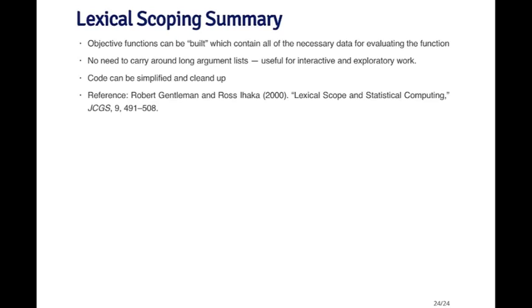So just for reference, the main reference for these lexical scoping rules in R is the paper in the Journal of Computational and Graphical Statistics called Lexical Scope and Statistical Computing, by Robert Gentleman and Ross Ihaka, who created R, who have some very nice examples in this article.